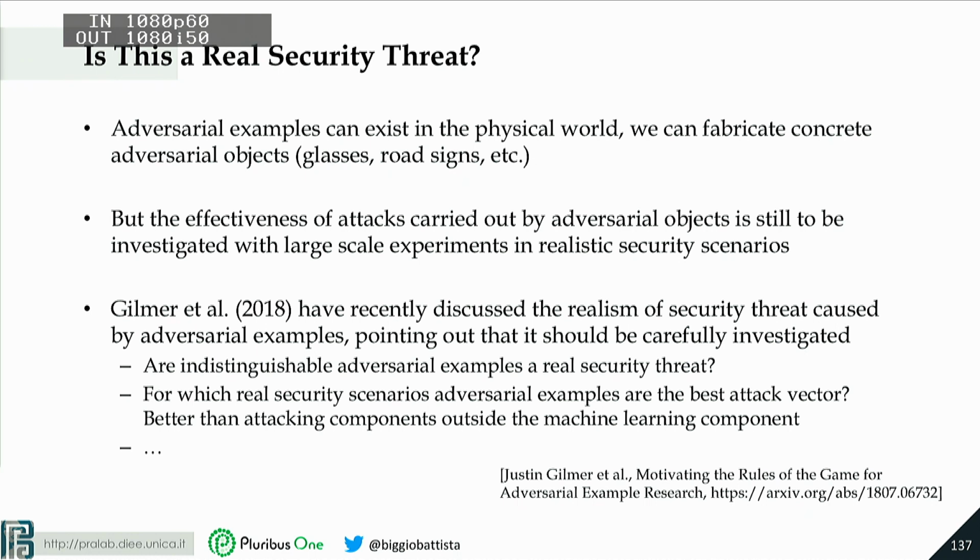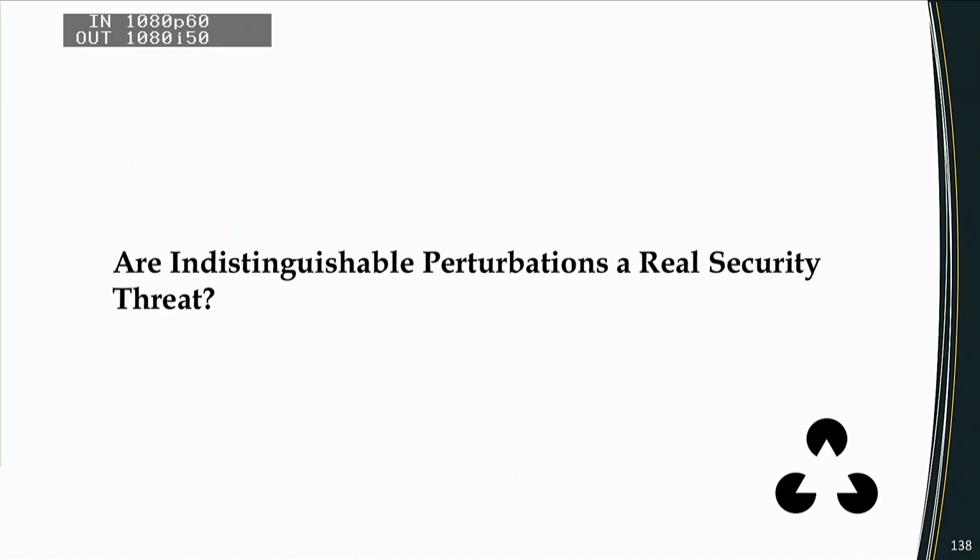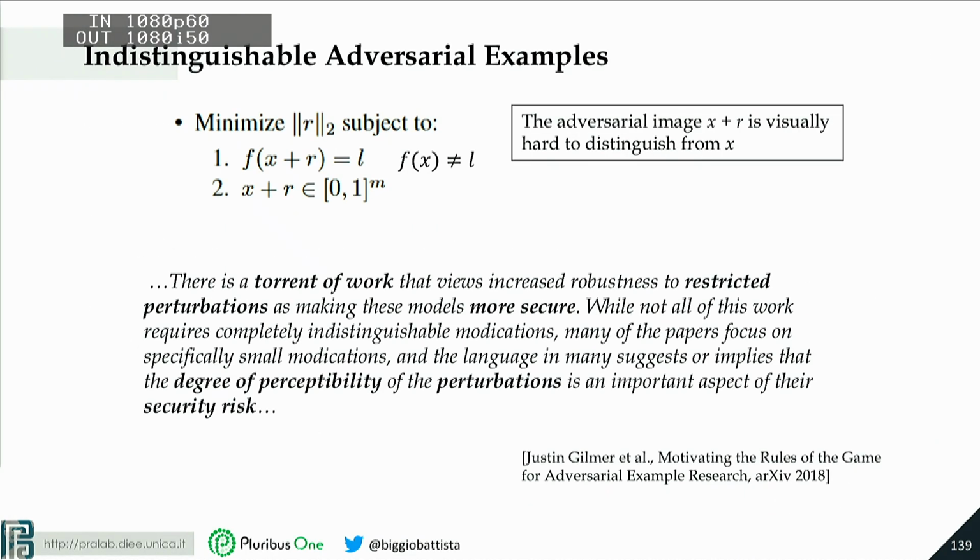But then there is a recent paper by Gilmer, Goodfellow, and others where they really discussed the realism of this security threat. In particular, they focus on the problem of indistinguishable adversarial examples. So is it really important that adversarial examples remain indistinguishable to the human eye? That was the main question. And the answer that they draw in the paper is that this is not the case. In the end, it's not very important for the perturbation to remain indistinguishable. The only thing that is important is that they fool the learning algorithm. So that was the main conclusion.